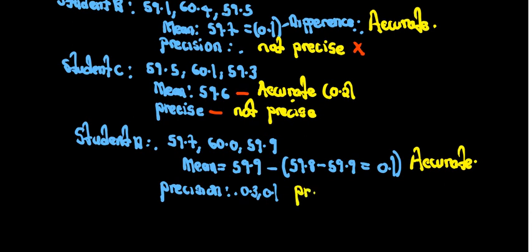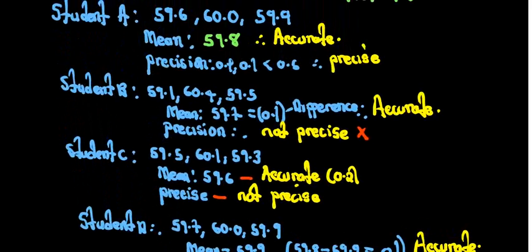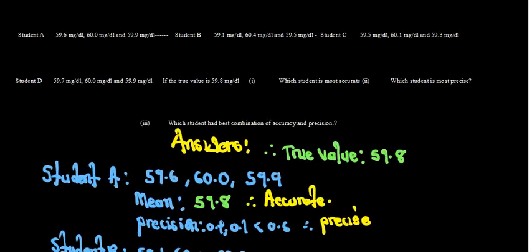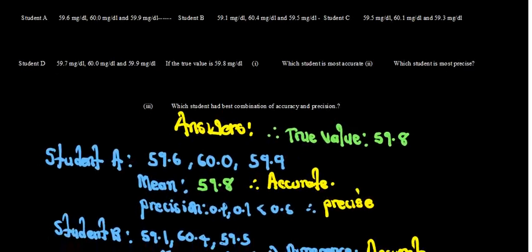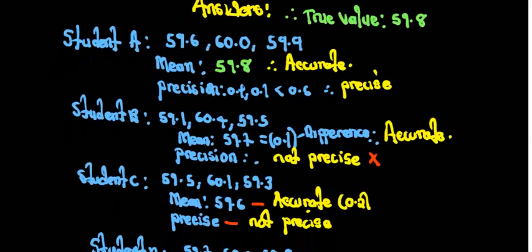Precise. Good. So we're done with everything. So we just have to answer the questions that were given. From the questions that were given, the first question was asking which student is most accurate. So amongst the students that we have here, we're looking for the one that is the most accurate.